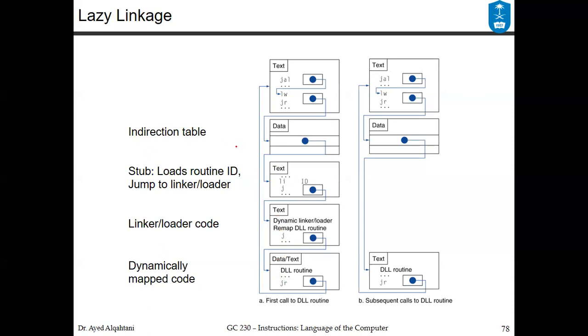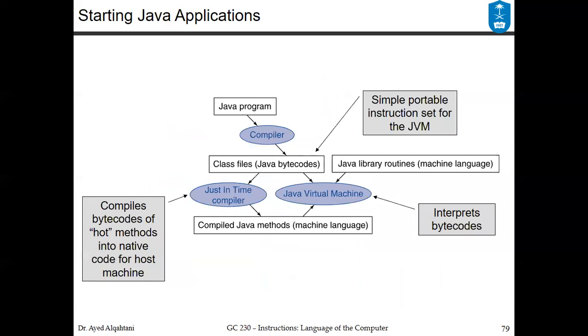Here, you have the indirection table. You load the routine ID, and then jump to the linker or loader. And here is the linker or loader code. This is the dynamic linker code. It dynamically does some mapping of the code here, and it's like those two prepare this piece for you. So now it's ready. Whenever you have this instruction, you jump right away, right here. And for details, you can go to your text that describes this in detail.